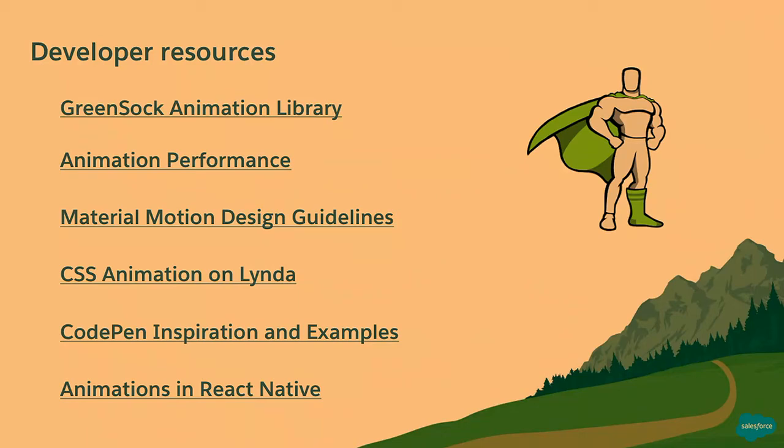In addition, here are a few developer resources that I have found really helpful on my journey to animation. First is the GreenSock Animation Library. It's a JavaScript library that helps you optimize animations across browsers and different devices, and is super performant and helpful. A couple of animation performance guidelines, and then the Material Motion design guidelines that I think show really effective ways of using timing and choreography. There are also some CSS tutorials on transitions and how to build that into your product.